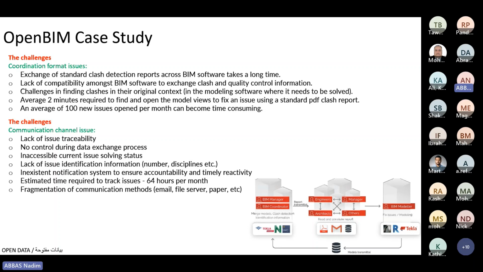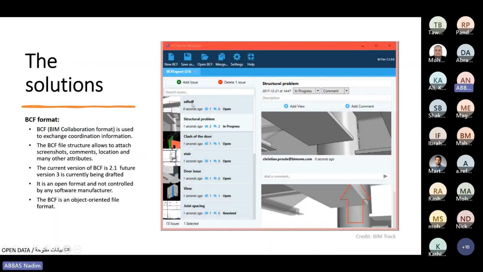And they also noticed that different versions of the issues were exchanged by different decentralized methods such as email, file server, paper, etc., which resulted in fragmented communication. Again, the communication fragmentation is there in the market. So here were the challenges, now the solution.